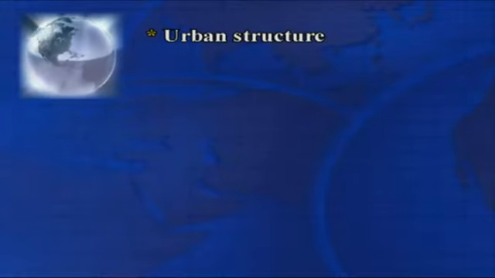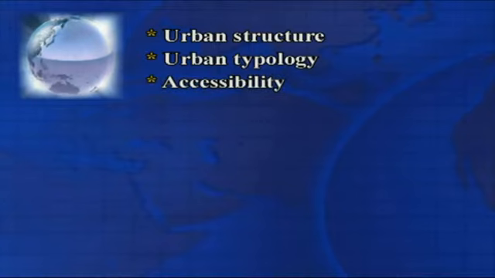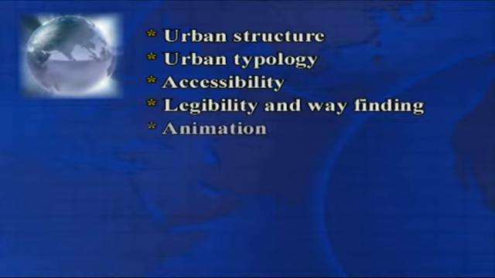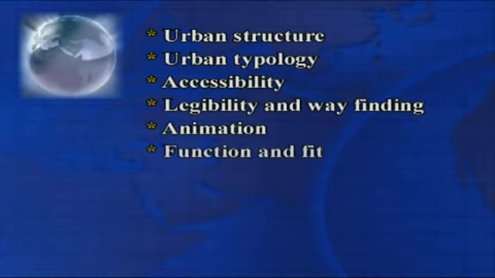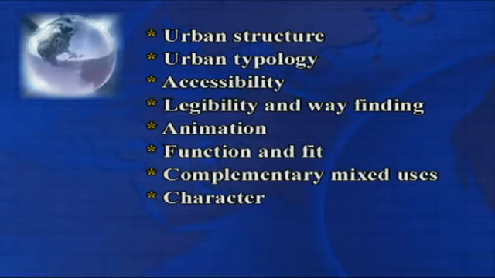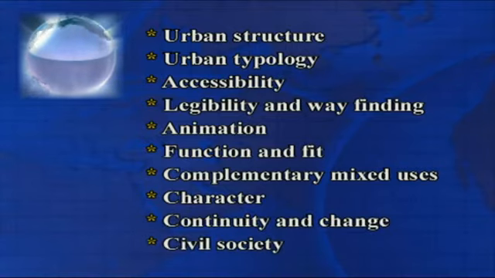In urban geography, urban design considers several factors. The following are the important factors: urban structure, urban typology, accessibility, legibility and wayfinding, animation, function and fit, complementary mixed uses, character, continuity and change, civil society and other aspects. Let us see these aspects one by one.